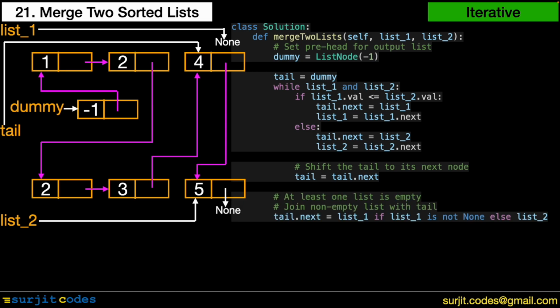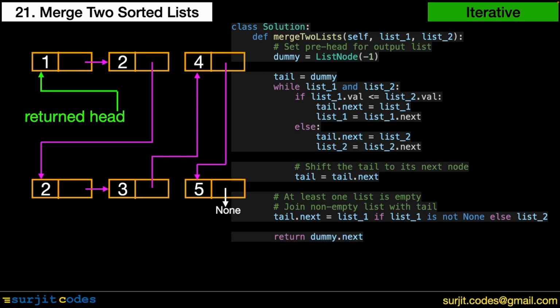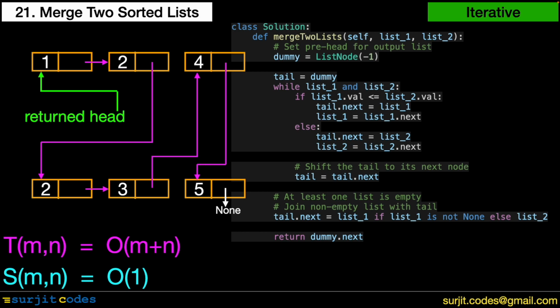As list1 is None, tail next becomes list2, dummy next becomes the return value, and the scope of all the local variables such as list1, list2, tail, and dummy is finished. There is no change in time complexity, whereas the space complexity is constant.